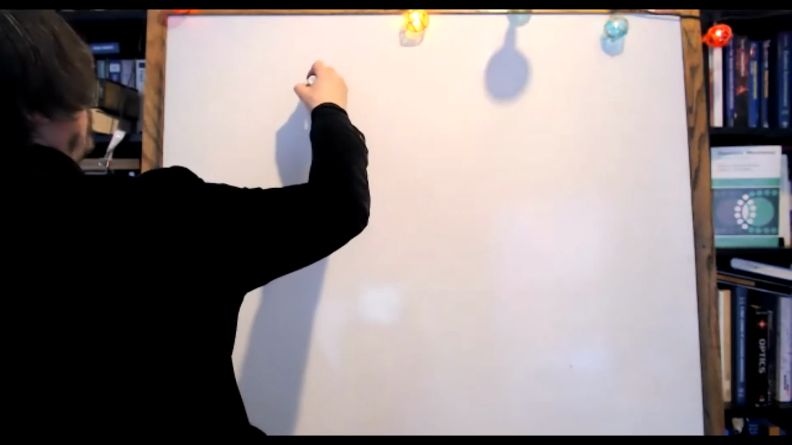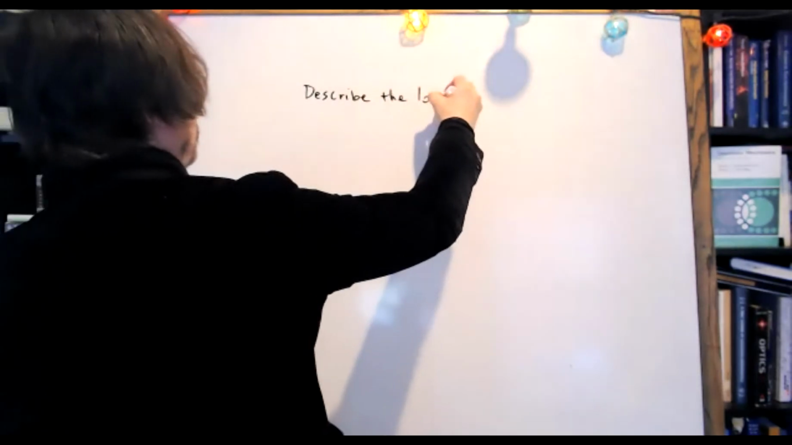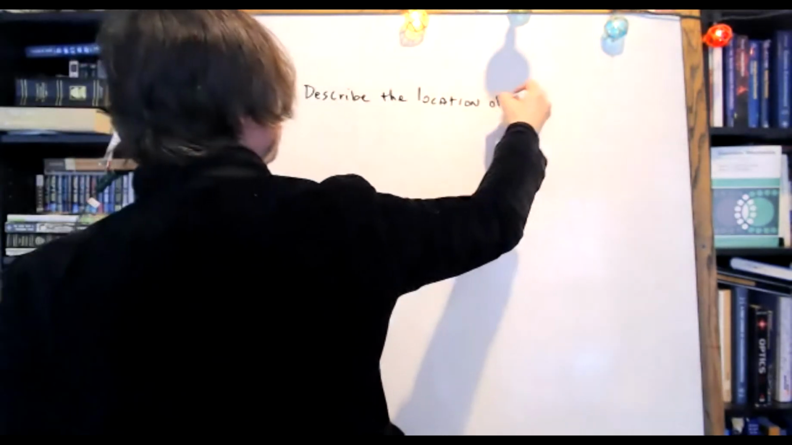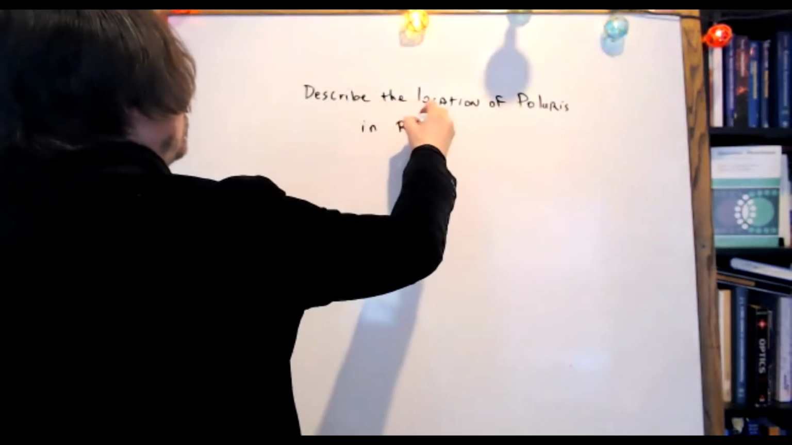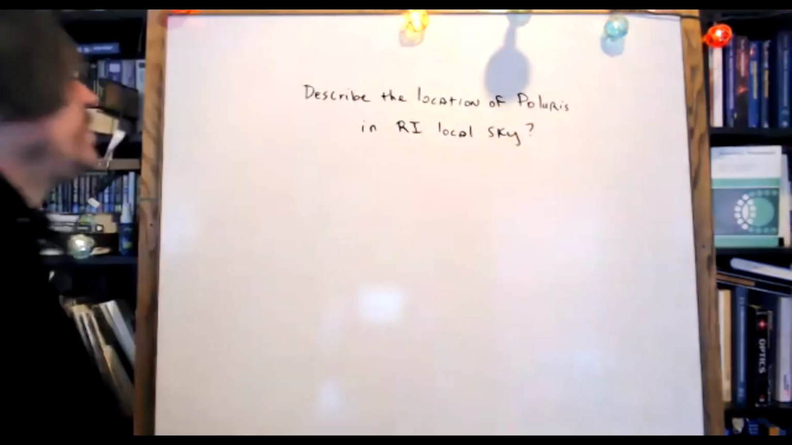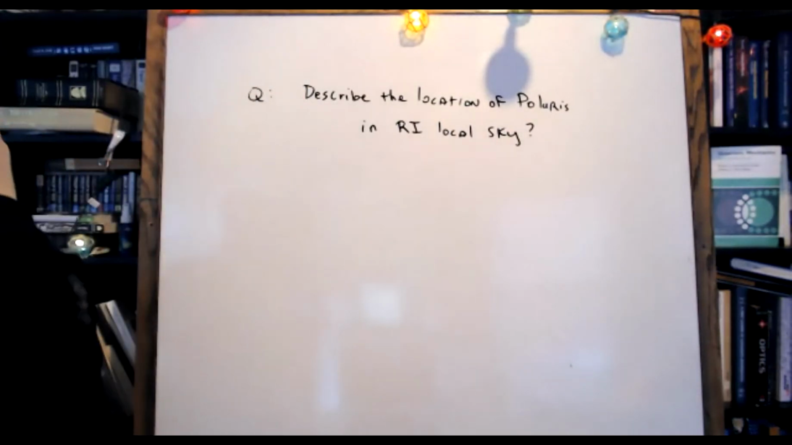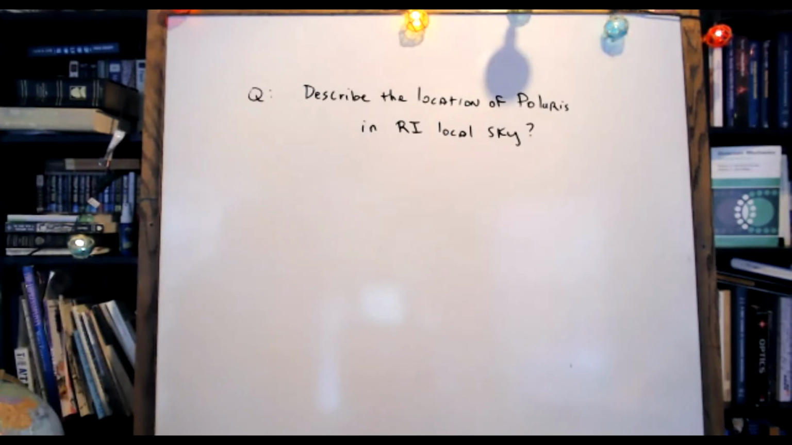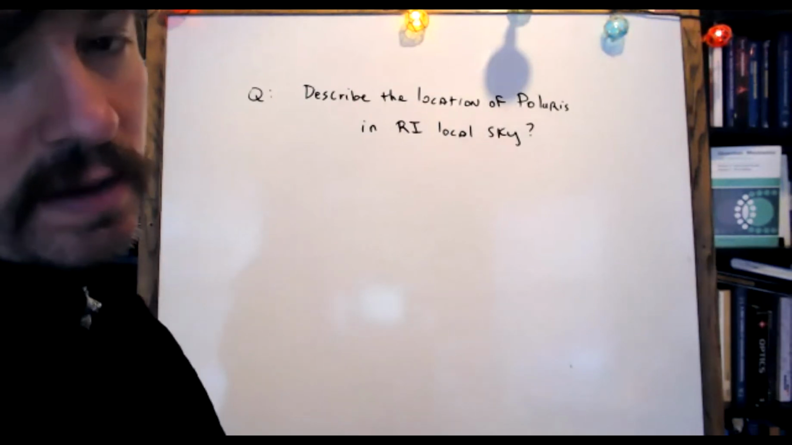Here's a sample problem. Describe the location of Polaris in the Rhode Island local sky. How would I answer that question, class? Would you say 42 degrees north? That's right. That's exactly right.